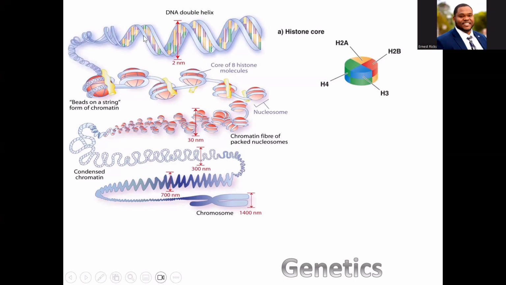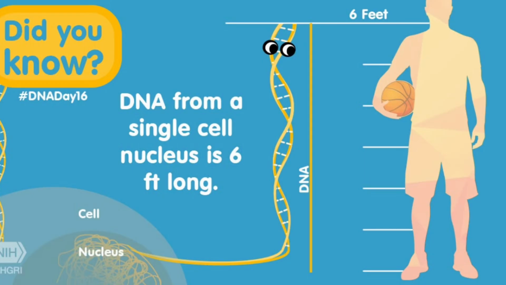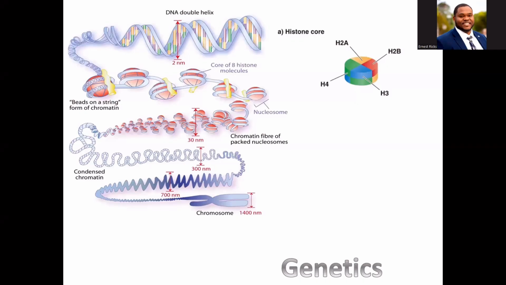If I were to go into one cell, pull all the DNA inside that one cell, and stretch it out, it would be as tall as a 6-foot man. If that's the case, how in the world does all that DNA find its way inside of the nucleus of a cell? Well, the way that happens is through DNA condensation.